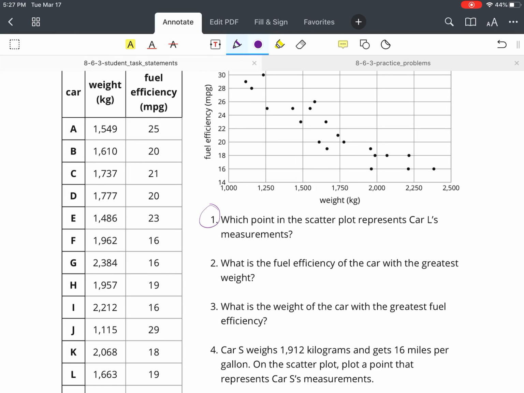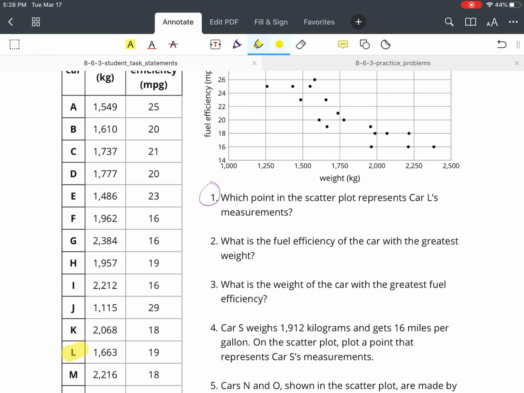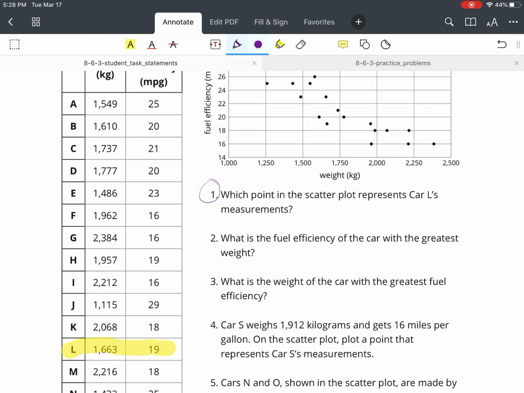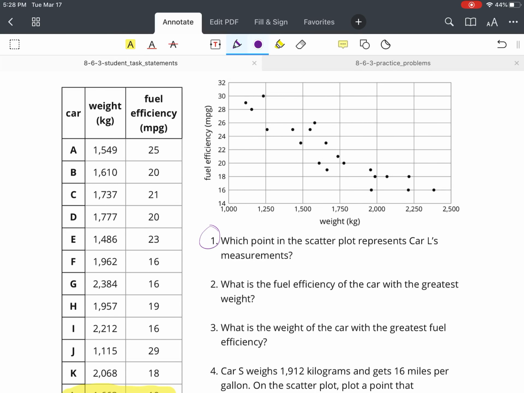So which point in the scatter plot represents L's measurements? Okay, well here's L. A, B, C, D, E, F, G, H, I, J, K, L. Here we go. And so it weighs about 1,600 kilograms and gets 19 miles per gallon. So 1,619, I think it's this one right here actually. So that's point L.